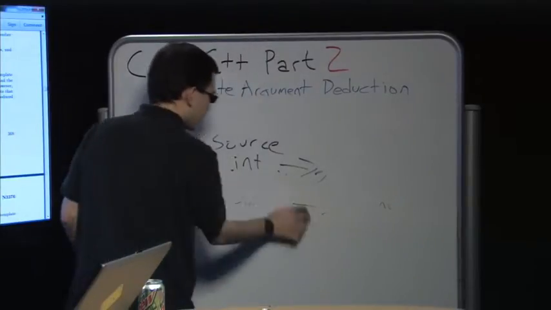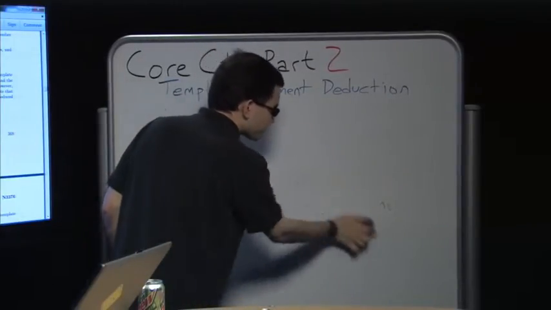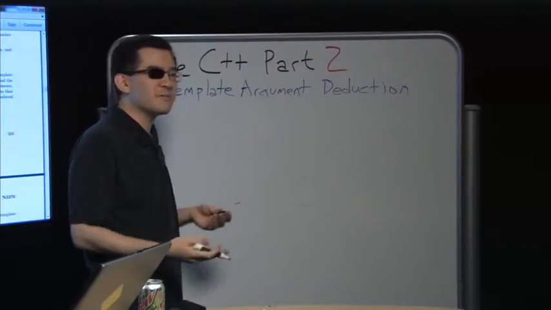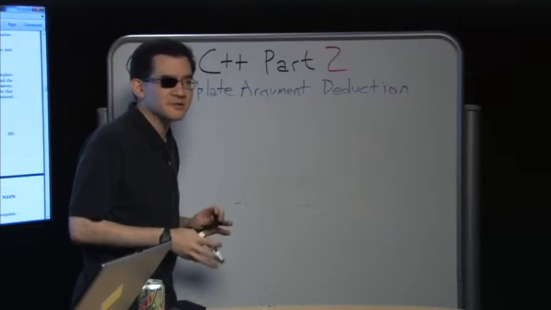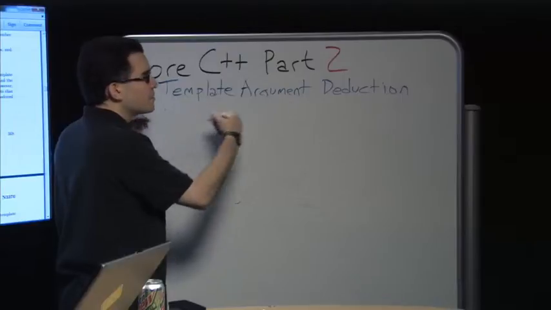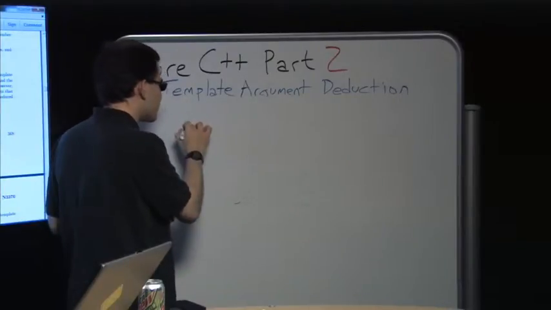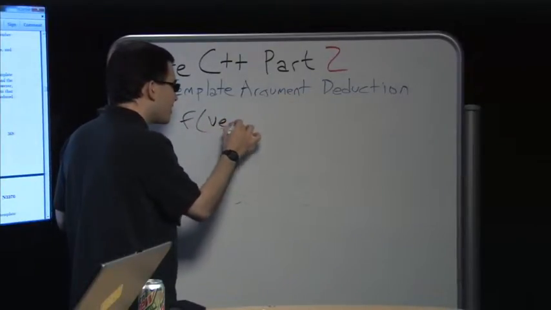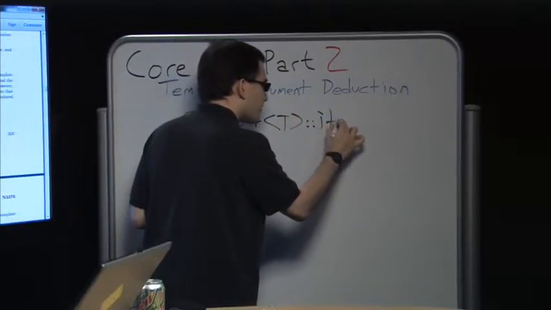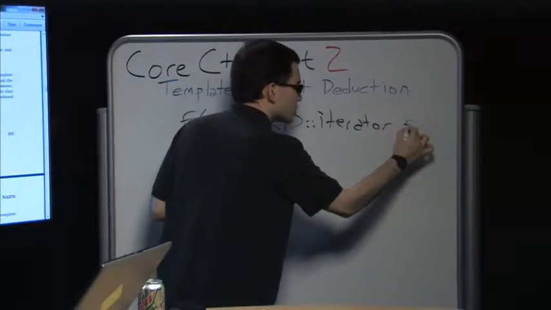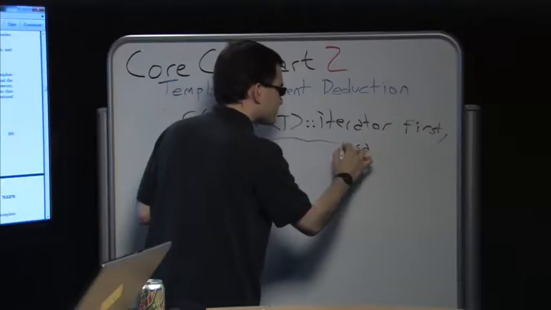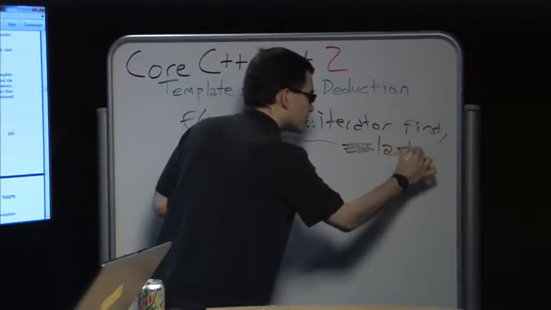Let's go back and imagine that you're writing an algorithm and you're saying, oh, I want the algorithm to work for arbitrary vectors, but I don't want it to work for other containers. There could be a reason to do that, maybe. You could say, okay, template typename t, and then I'm going to have some function f, and I'm going to take a vector<t>::iterator first, and then the same for last. I can't spell. L-A-S-T. And then whatever.